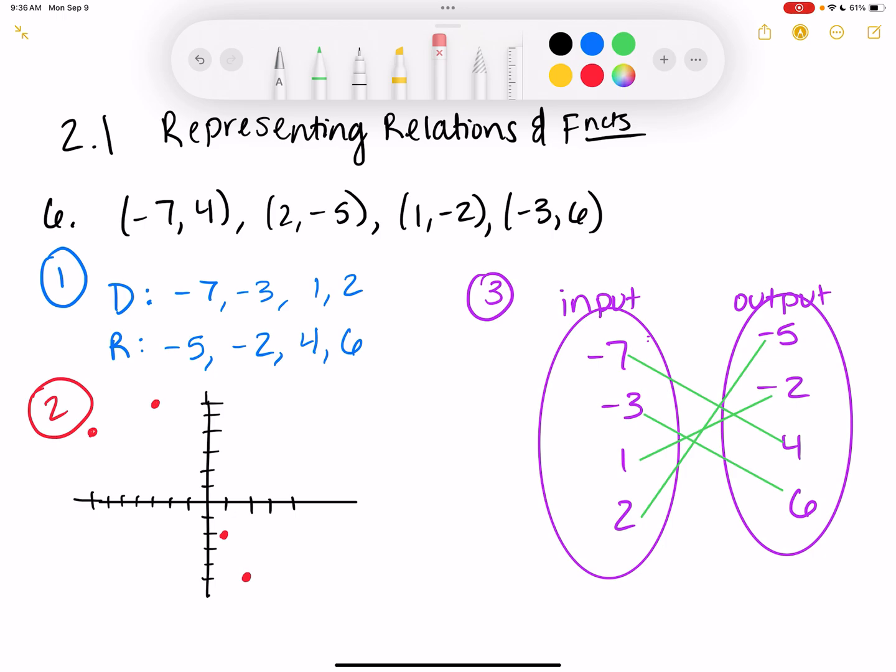They stack it on top. They don't do this. And they just do 2 of the steps. Some people also mislabel these and don't write input and output, and they write domain and range, and then they have forgotten their mapping diagram.